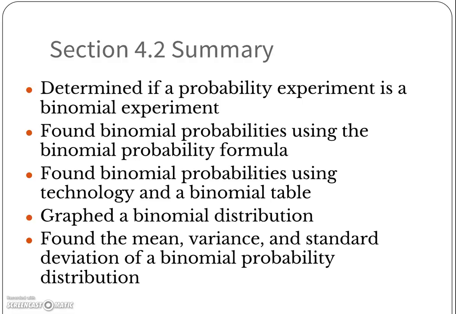Okay, so in section 4.2, we determined if a probability experiment is a binomial experiment. We had those criteria fulfilled. We found the binomial probabilities using the binomial probability formula. Then we used our calculator technology, and we also used the table in the back of our book. We used those to graph a binomial distribution, which was our histogram, and then we just found the mean, variance, and standard deviation. Okay, that would be all.